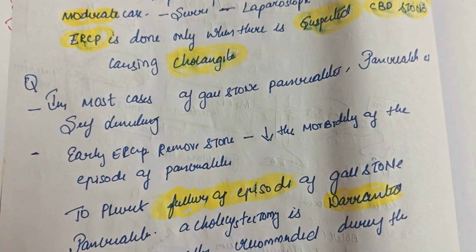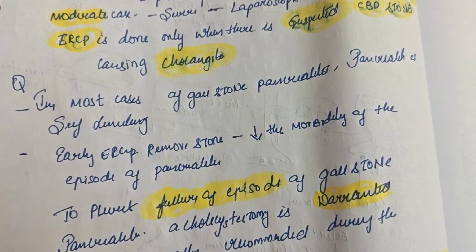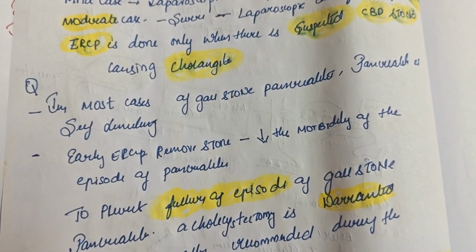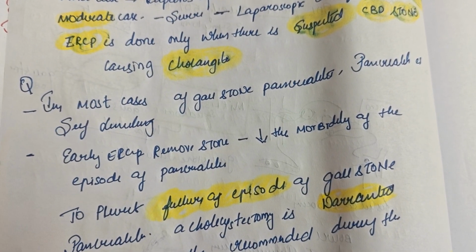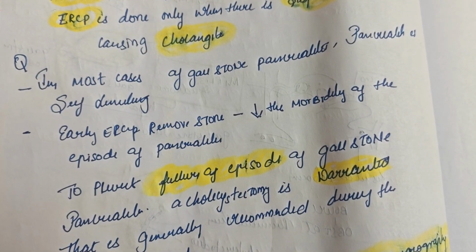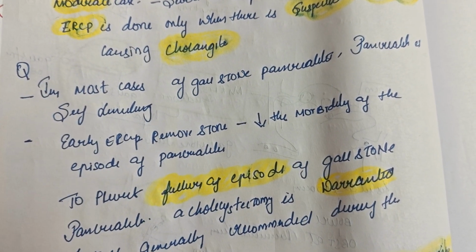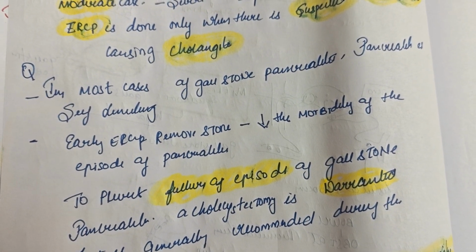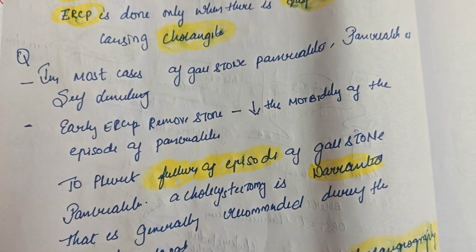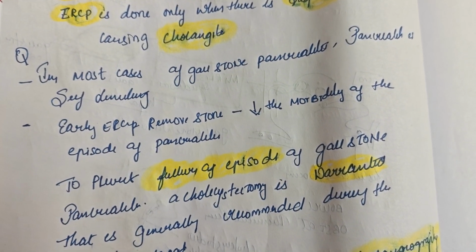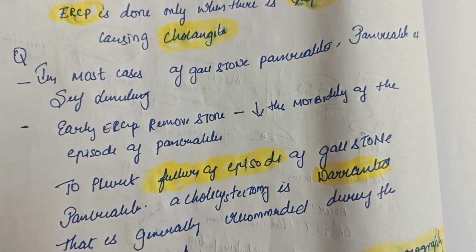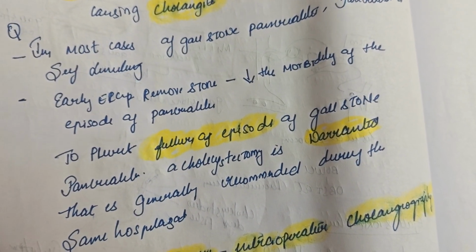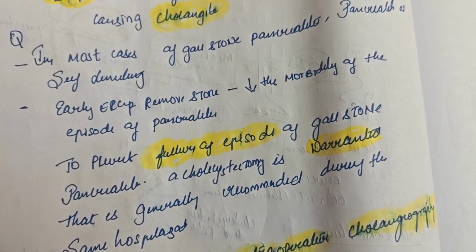The next important aspect: in most cases, gallstone pancreatitis is self-limiting. That's a basic question they have asked. Early ERCP, endoscopic retrograde cholangiopancreatography, removes the stone and decreases the morbidity of the episode of pancreatitis. So early ERCP is better.